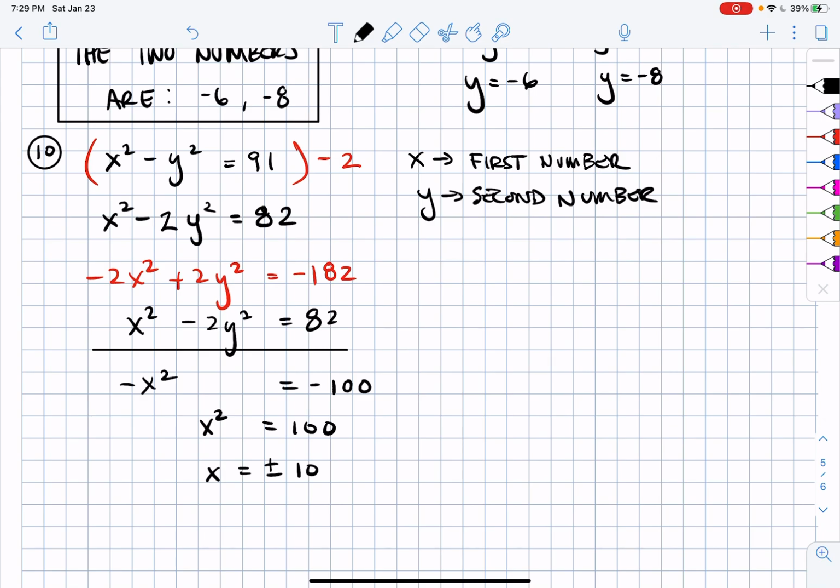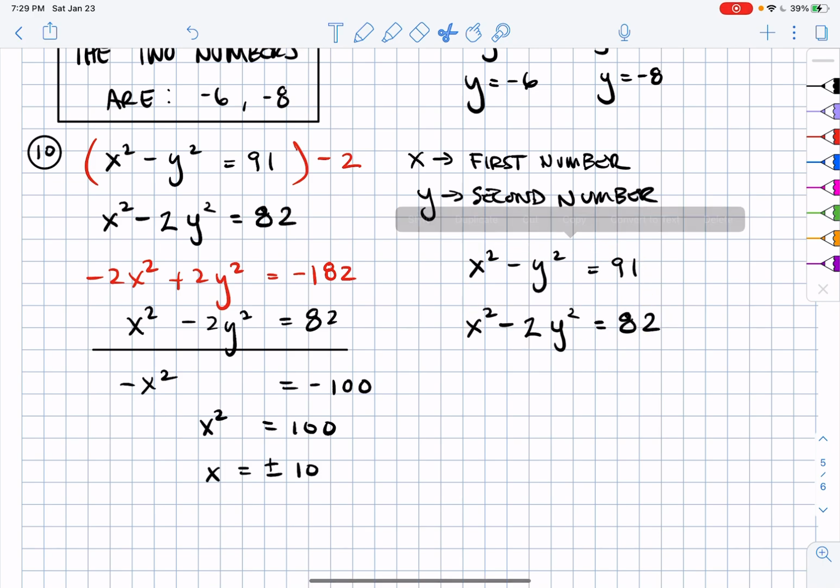You know what I'm going to do? I'm going to do a double elimination. That's the way I'm feeling right now. So, copy that, paste that. So, over here on the left, I eliminated the y. So now I'm going to eliminate the x. So I'm going to multiply the bottom by -1. Okay? I'm going to multiply the bottom by -1.